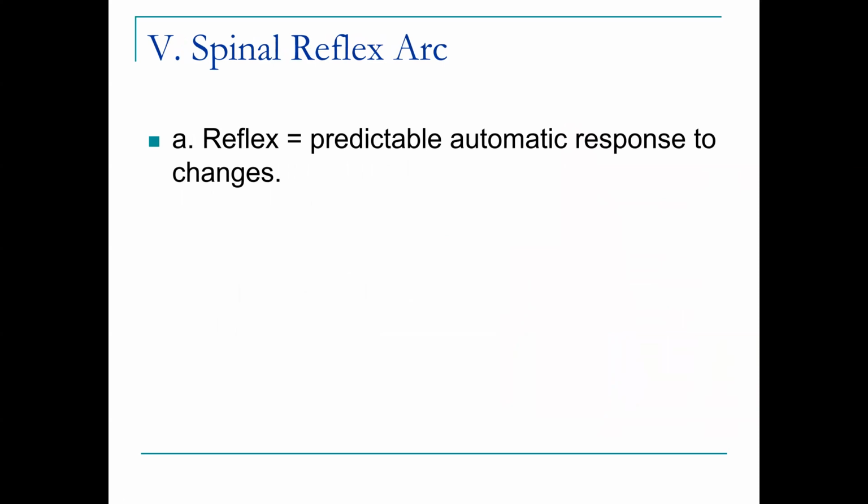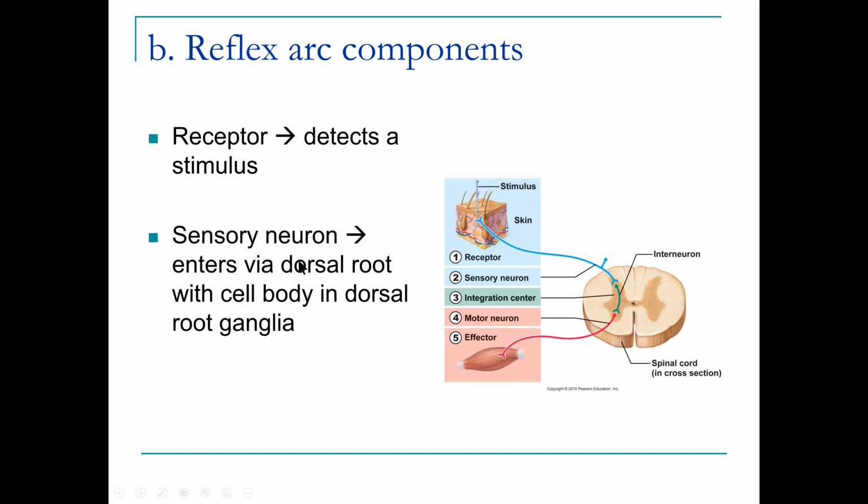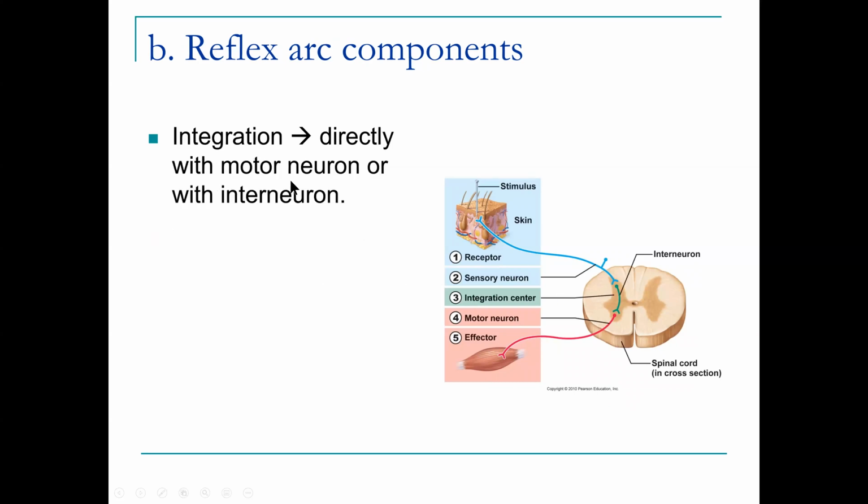Spinal reflex: a predictable autonomic response to change, okay? We have a receptor that detects, so think about the patellar reflex. We've got a receptor, and that tendon is going to detect a stimulus, some kind of change. Right here, the dorsal root ganglion is where that cell body lives. The sensory neuron enters the dorsal root ganglion with its cell body in the dorsal root ganglion. Then integration happens directly with a motor neuron or an interneuron.